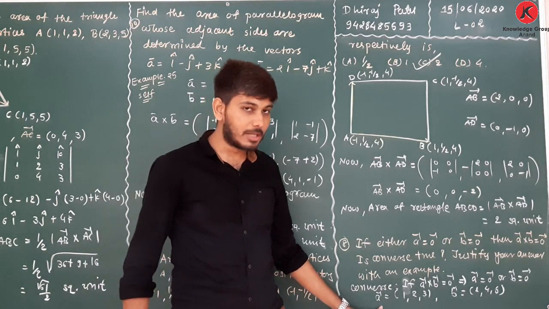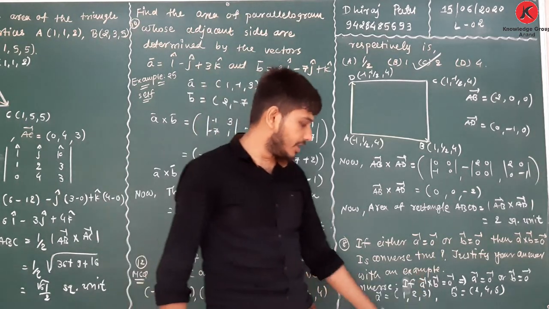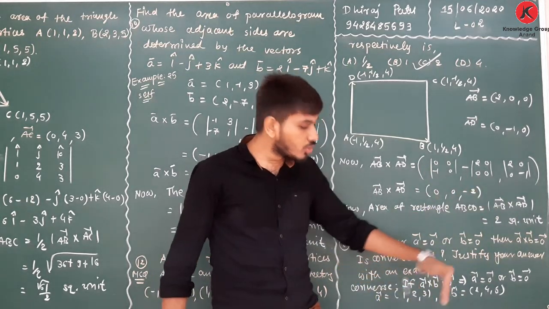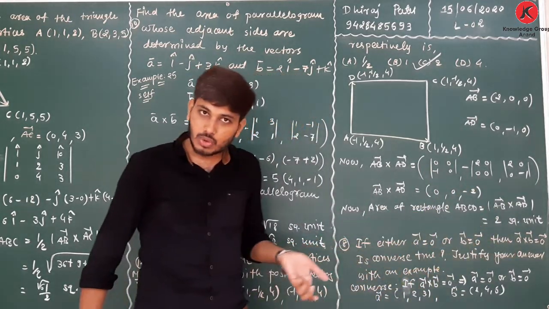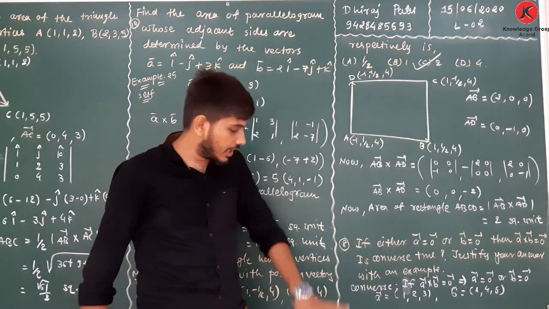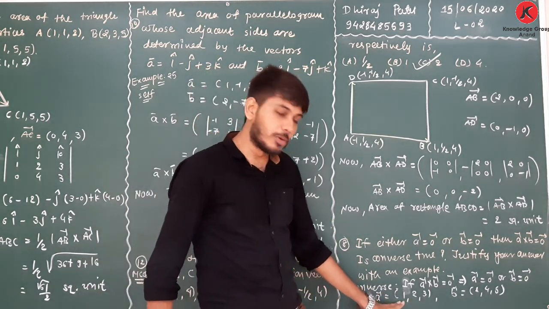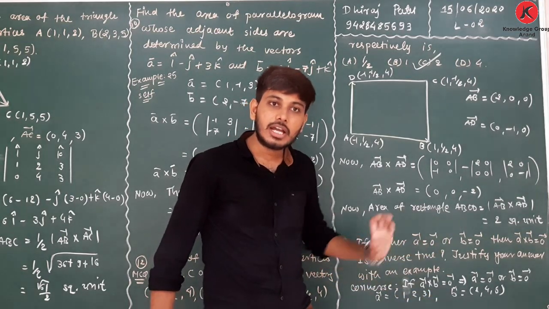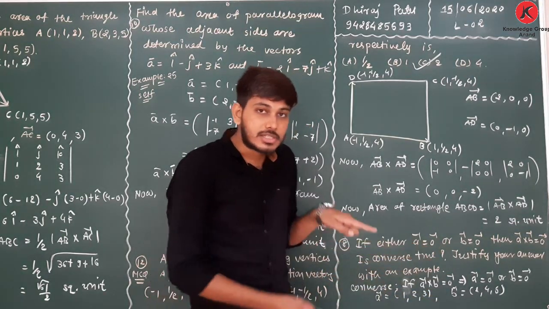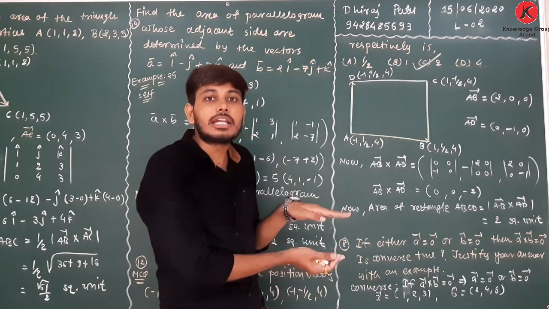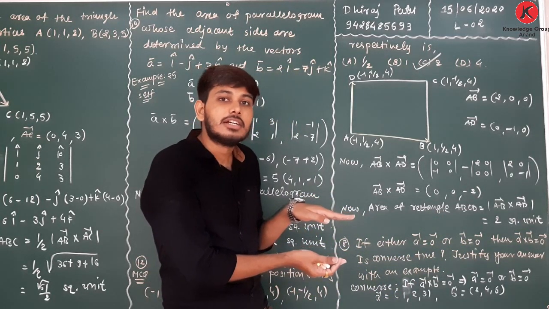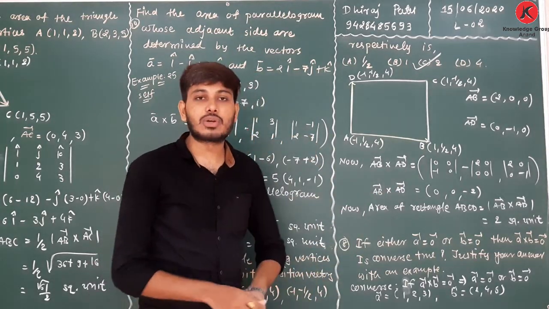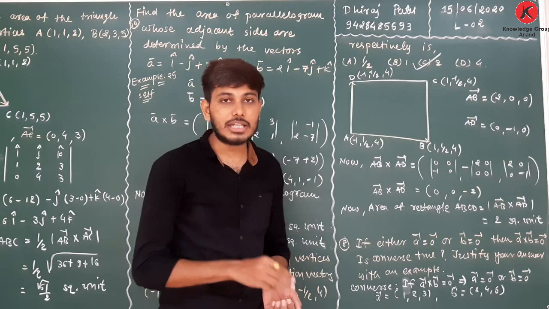I j k. A bar cross B bar means determinant of I j k, 1 2 3, 2 4 6. From the third row we can take 2 common. That means the remaining terms are I j k, 1 2 3 and last row 1 2 3. See here, second and third row are equal. Therefore we can say that this determinant equals 0. Therefore a bar cross b bar equals 0 vector.